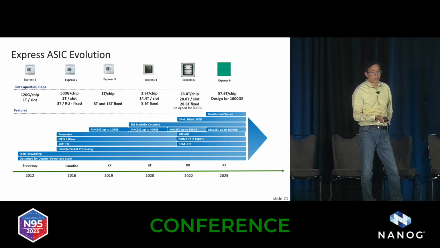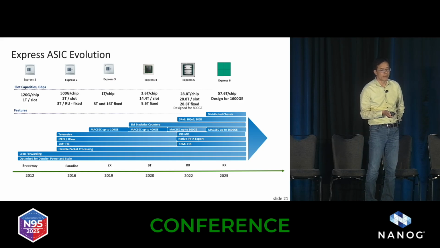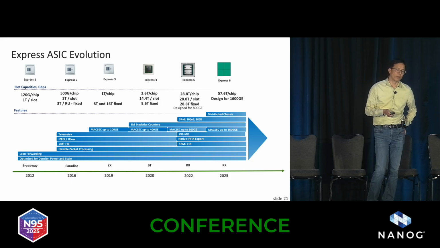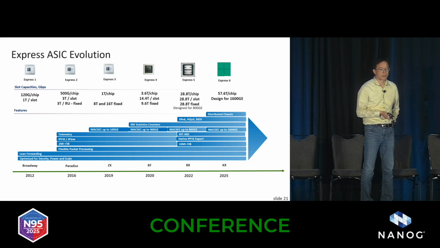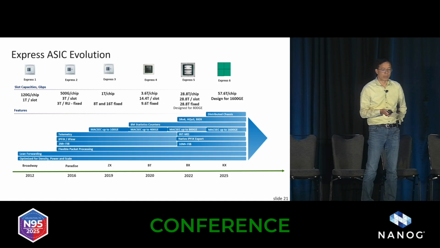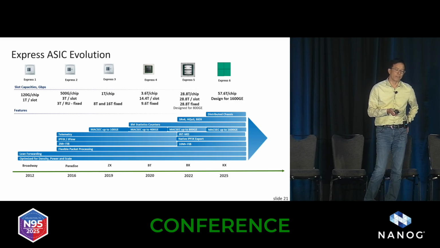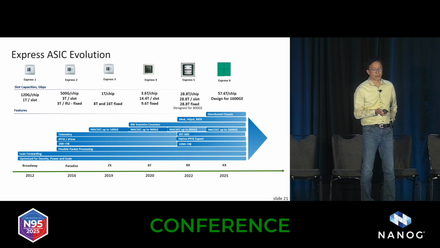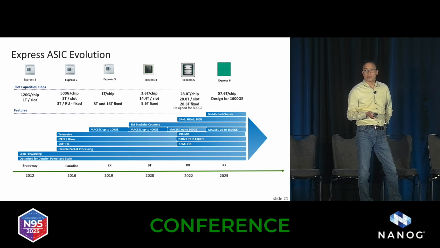And in the third generation, it becomes 1 terabit per chip, and on the line card, it can be 8 terabit per line card. We built a 16 terabit fixed form factor system as well, based on this silicon. And on Express 4, which is 3.6 terabit per chip, the line card is 14.4 per slot, and we have a fixed form factor, which is 9.6 terabit. And then the latest in production is 28.8 terabit per single chip.